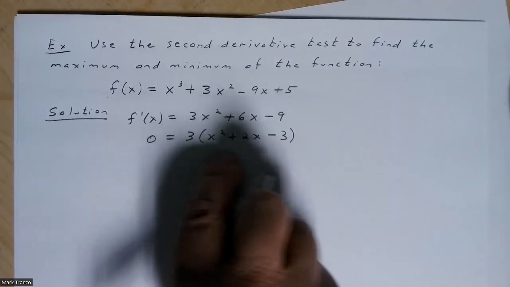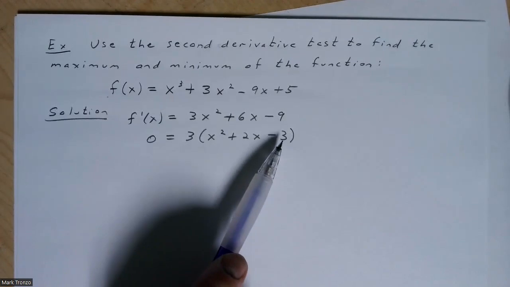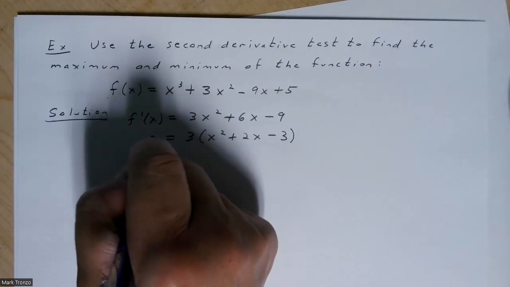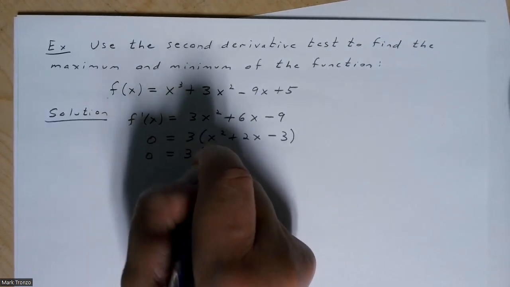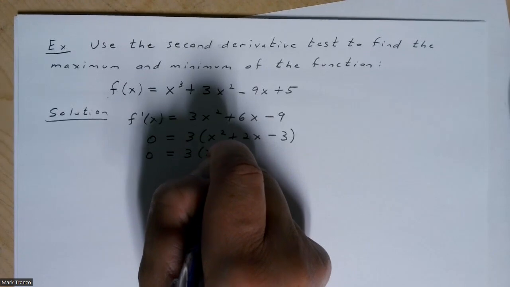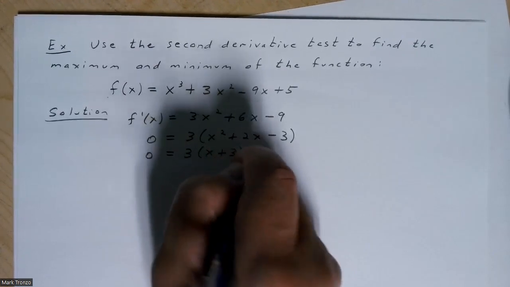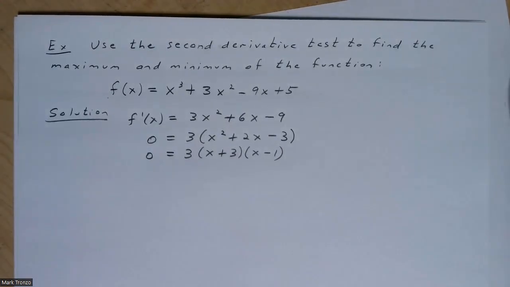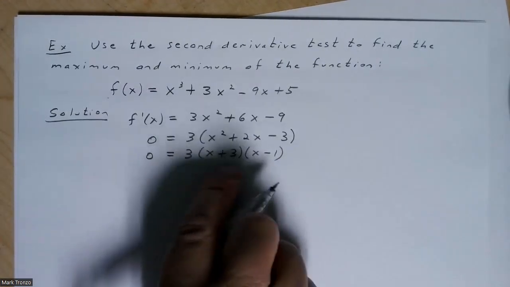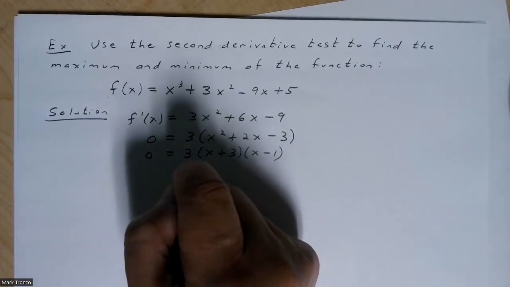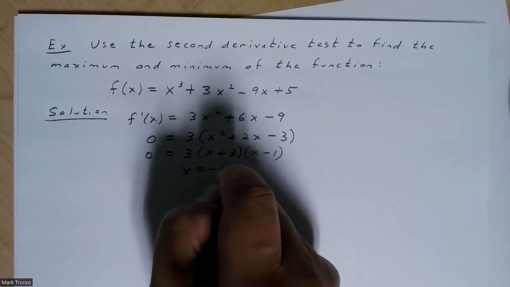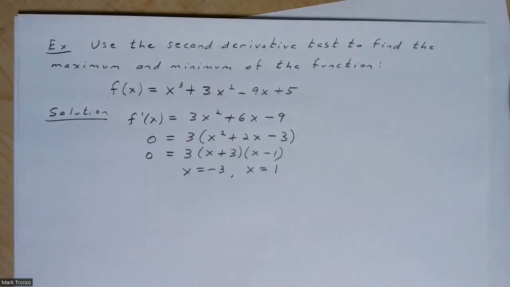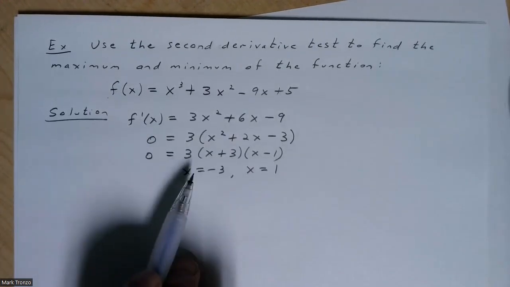And we can factor this. We need two numbers that multiply to give us minus 3, but add to give us 2. And so that's going to be x plus 3 and x minus 1. And then the solution to this is going to be x equals minus 3 and x equals 1. Those are the two things that will make this 0.